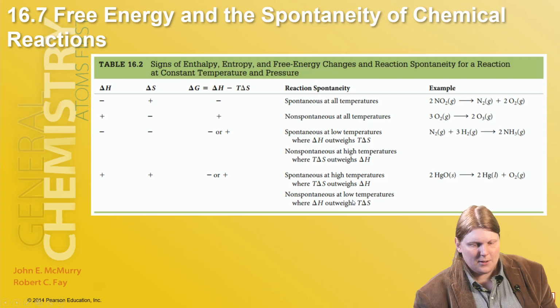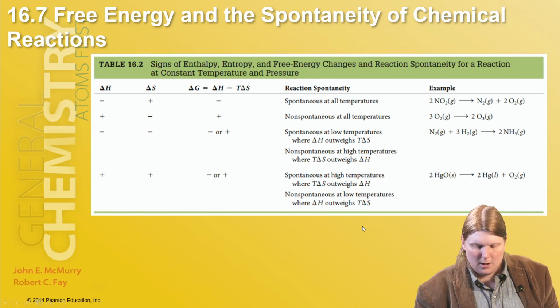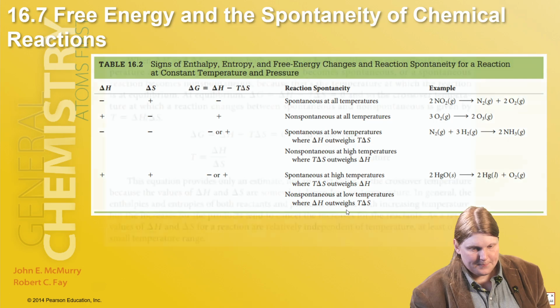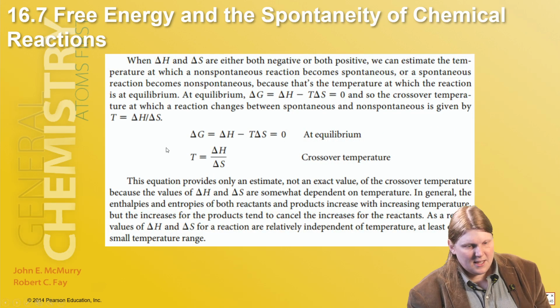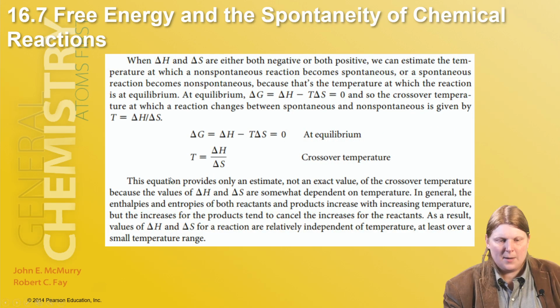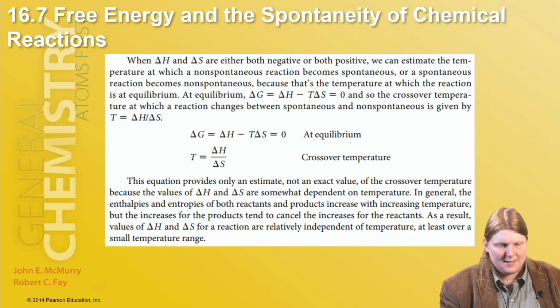And you can calculate these changeover points, right? These changeover points can be used to estimate things like boiling points, or places where K will change from something greater than 1 to something less than 1 as the system reverses direction. They give us an equation here for this crossover temperature for systems where the signs line up in such a way that that's an option.